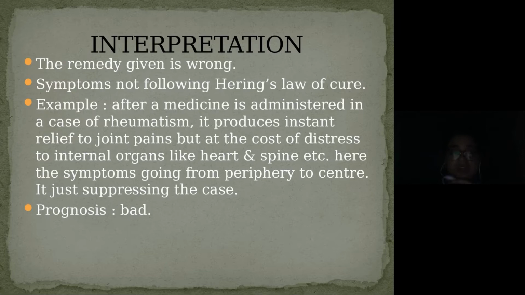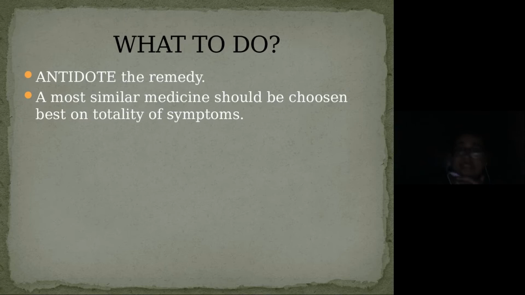Your prognosis is bad. The remedy we chose is wrong. So we have to change that remedy, because symptoms are not following the Herring's law of cure. So what to do? First, antidote the remedy. Because the symptoms are going in the wrong direction, we have to first antidote the remedy. Then retake the case, and based on the totality of symptoms, a most similar medicine should be chosen. But first, antidote the remedy.